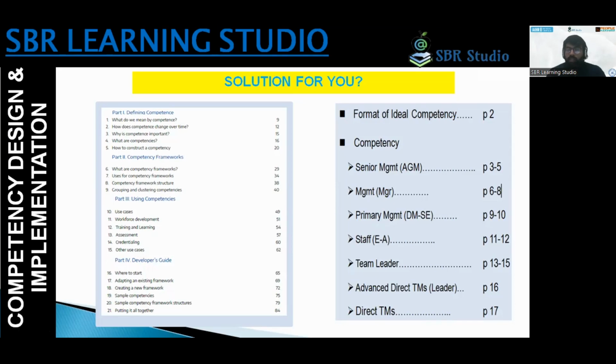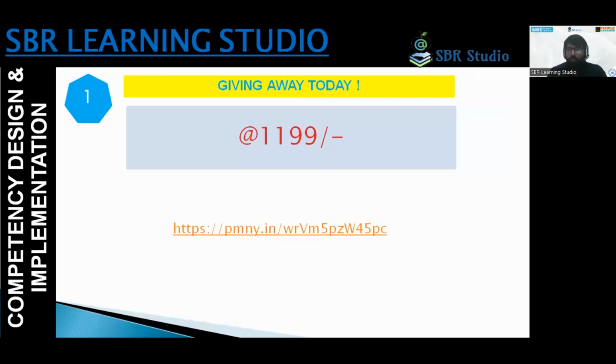Second one is designed separately as the ideal model, where we provide a fully separate format for how you identify and where you utilize it. Then the different levels of competencies at the senior management and manager level, then the primary management, divided into different clusters, and for your ground level workforce, what types of behavior competency should be there, based on the three pillar model. So that is solution number one.